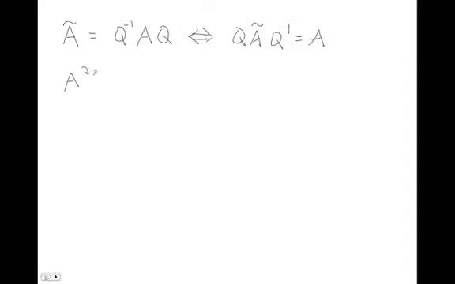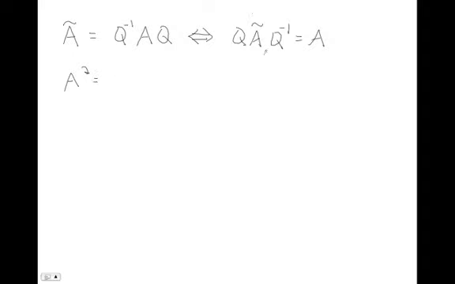So we've been talking about similarity transformations in earlier videos, and let's remind ourselves what we meant when we said that we were doing similarity transformations. We said that I can find some matrix A tilde that's similar to a matrix A using some similarity transformation like this. And because of the way that Q is invertible, I can also write this as Q A tilde Q inverse equals A, and these are equivalent statements because Q is invertible. So what happens if I look now at A squared?